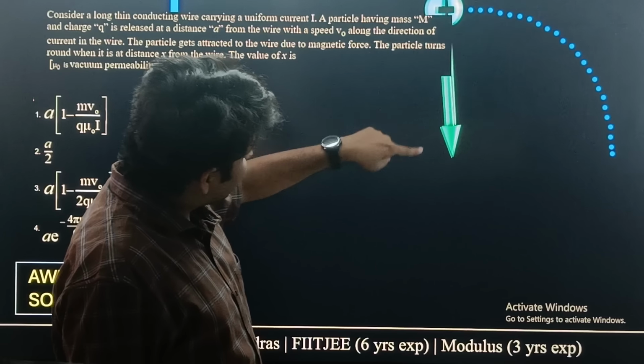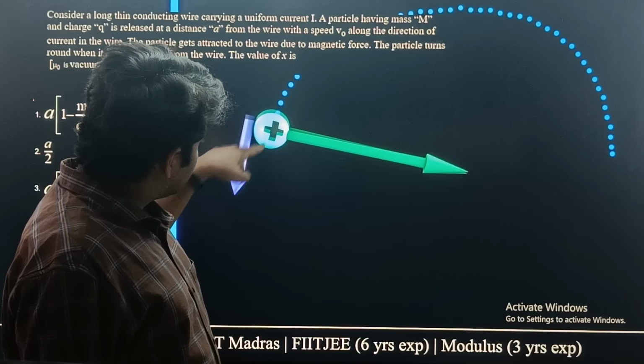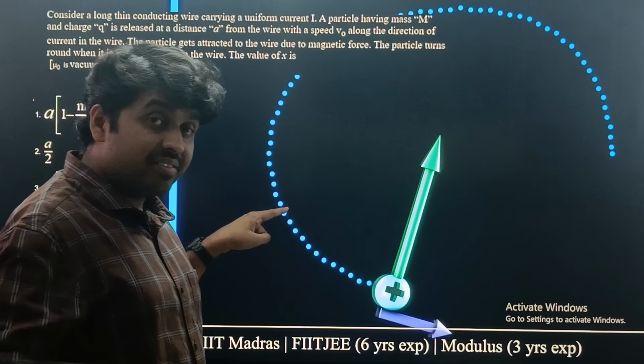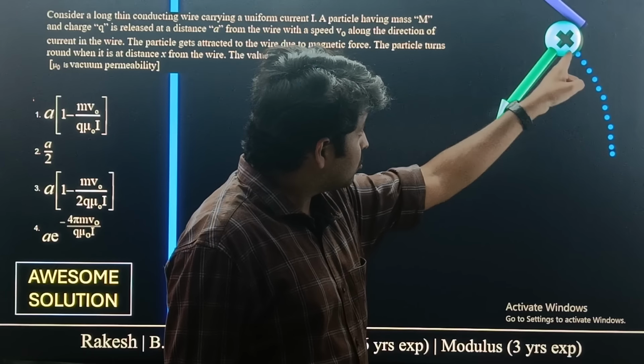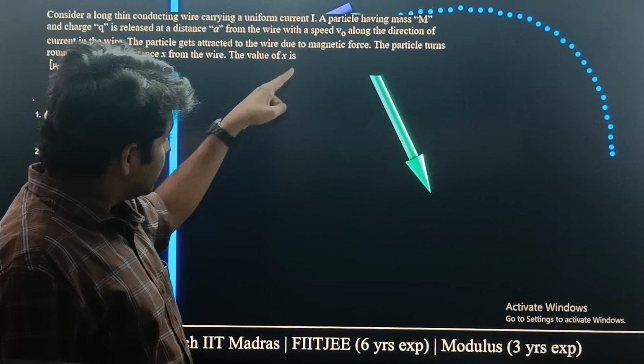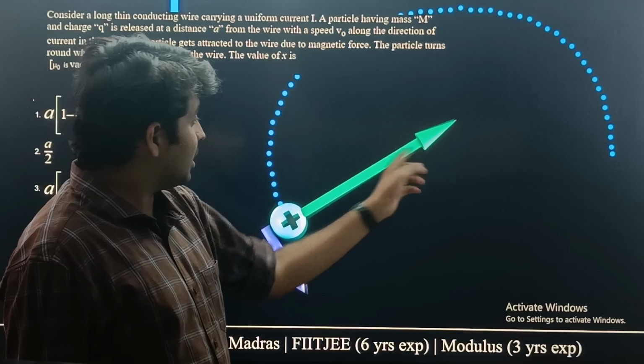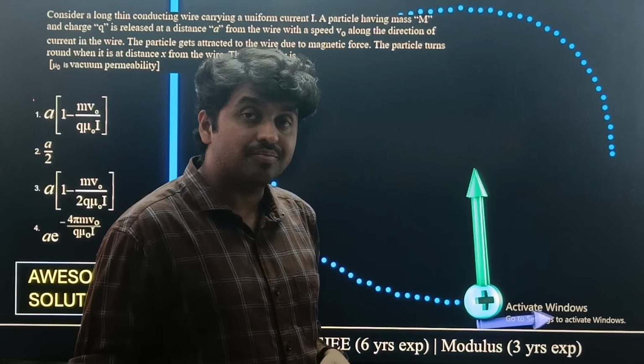Next, this is the magnetic force. When the charge is nearby, the magnetic field is higher and the magnetic force is higher. Here, the magnetic field is less, so the force is also less. You can see as it is coming here, the force is increasing in magnitude. The length of this arrow is increasing.